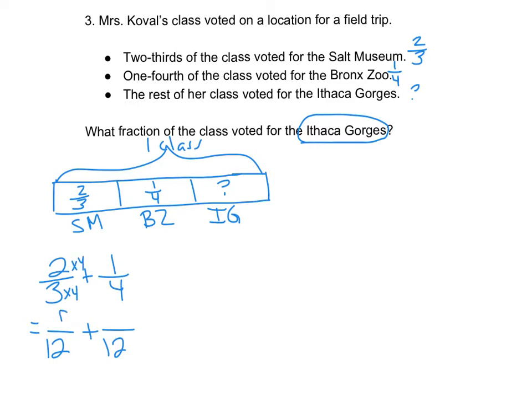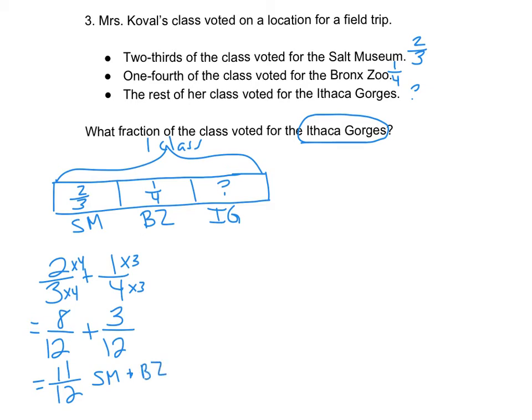2 times 4 is 8. 4 times 3 is 12. What I do in the denominator, I do in the numerator. 1 times 3 is 3. So I'm going to add 8 plus 3 is 11/12. But remember, this is my Salt Museum and my Bronx Zoo.